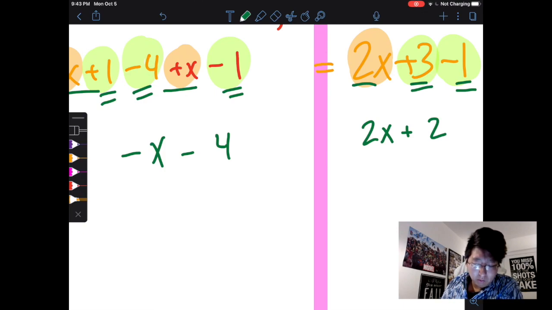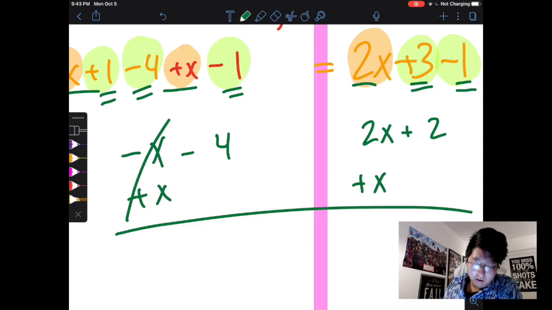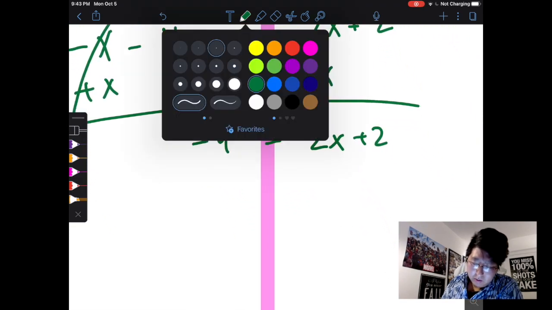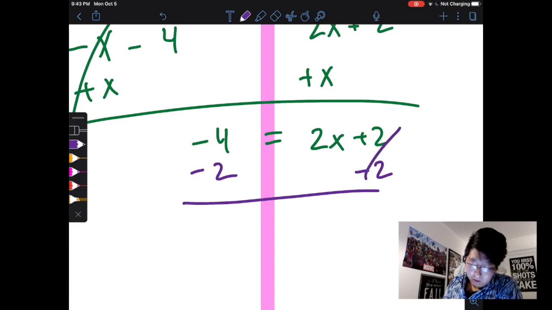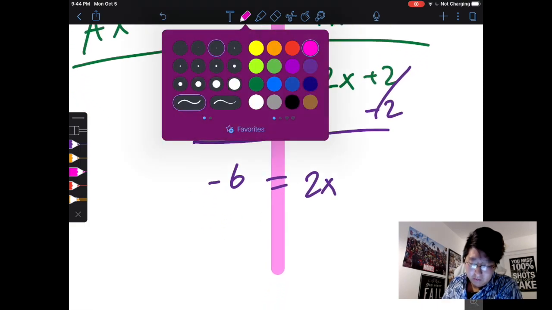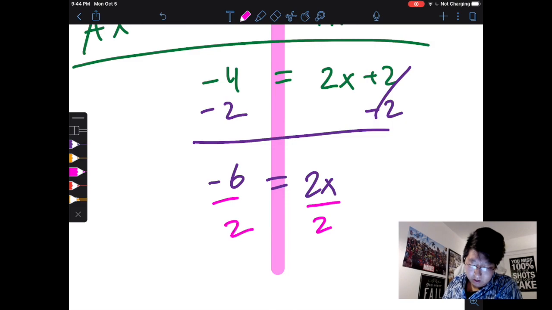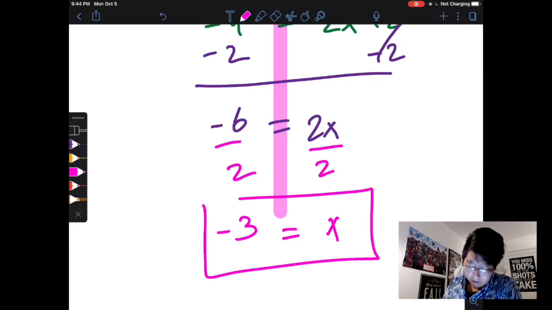So if we want to get rid of negative x, right, what do we have to do? We have to add x. So that's the inverse operation. So I'm going to add x to both sides, and then now we have no x's on this side. Negative 4 equals 2x plus 2. And then now I want to get the units on the other side, so I'm going to try to get rid of this. So I need to subtract 2 from both sides. And so we get 2x equals negative 6. The last step here is to divide. Divide by 2, and we get x equals negative 3.